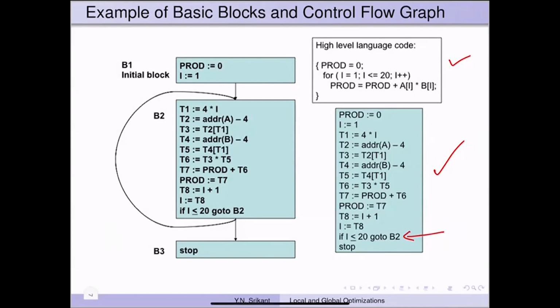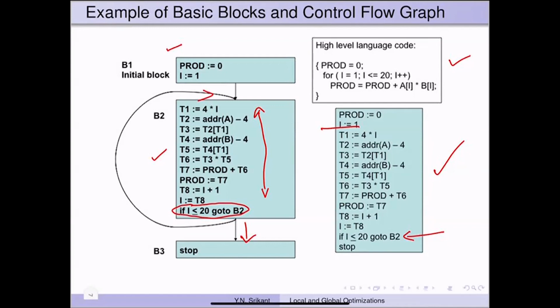Now, when we pictorially show the code, we have a small basic block consisting of just the two quadruples prod equal to 0 and i equal to 1. Then there is another basic block B2 with most of the code in the program itself. And this basic block ends with a go to statement. But there are no other exits within the basic block itself. You should observe that, right? And the exit at the end of this basic block goes back to the beginning of the basic block, or it exits to the basic block B3, which contains a stop statement.